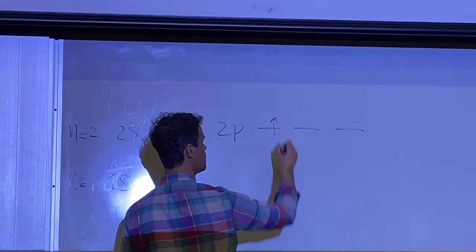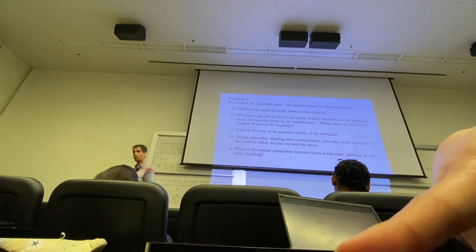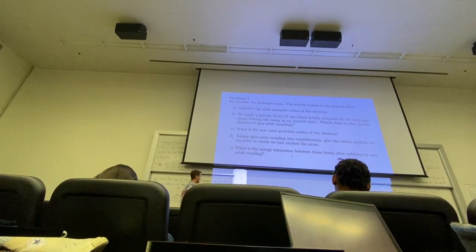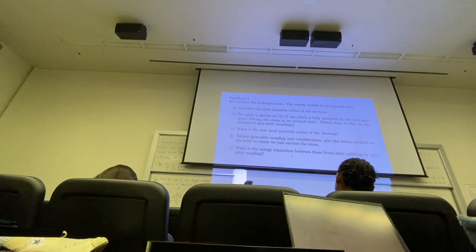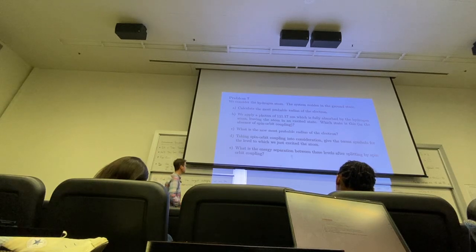So it sits in either one of these p orbitals, because delta L must be plus or minus 1. Okay? L in S is 0, and L over here is 1, so that transition is allowed, but you cannot go from here to here, because then delta L equals 0, and that's a no-no.